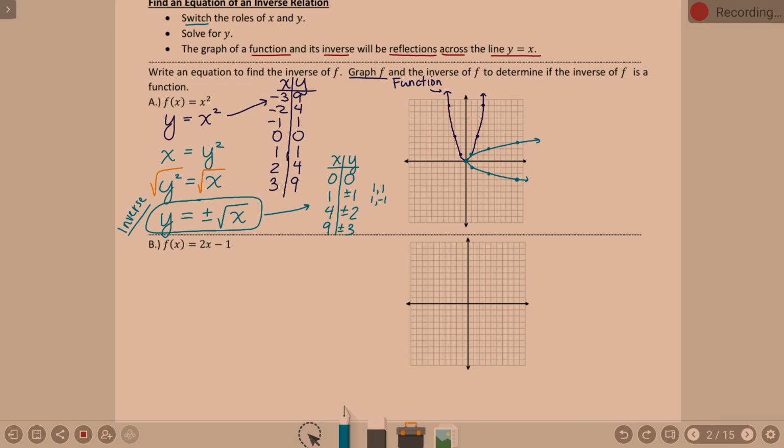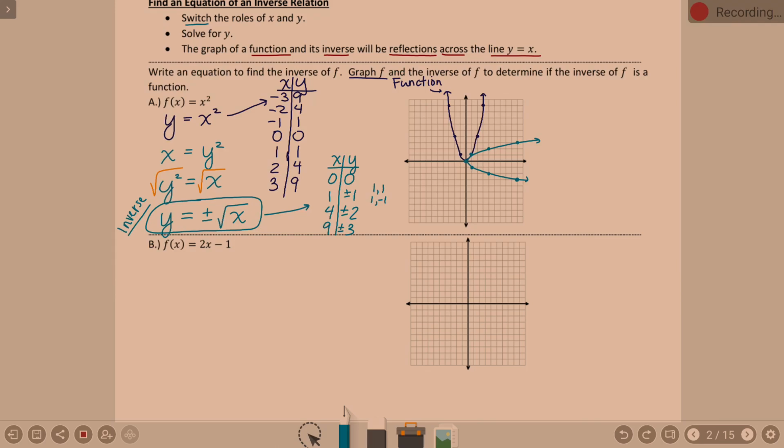So two questions you could ask yourself. Does each x value pair with exactly one y value? Or does it pass the vertical line test? Can I draw a vertical line that touches the graph just once? No, when I draw a vertical line, it's going to touch the graph twice.